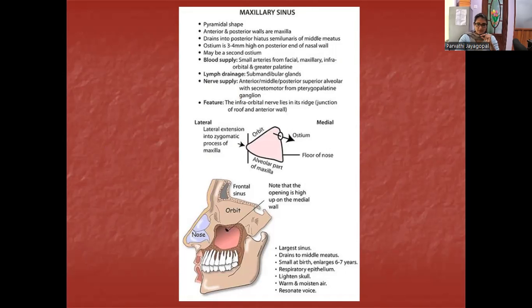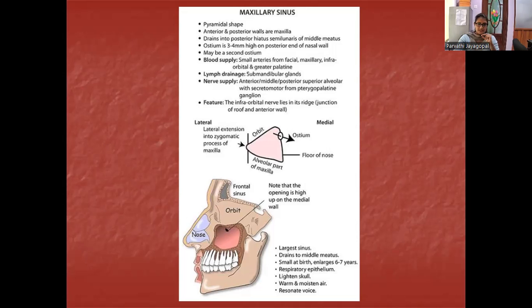The base is formed by the lateral wall of the nose, and the apex is formed by the zygomatic process of the maxilla. The roof is formed by the floor of the orbit, and the floor is formed by the alveolar process containing teeth from the premolars till the third molars.